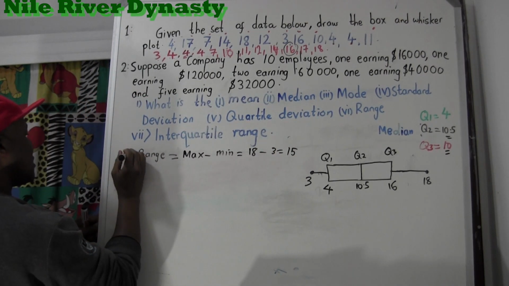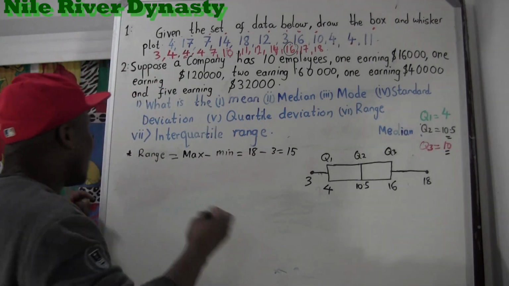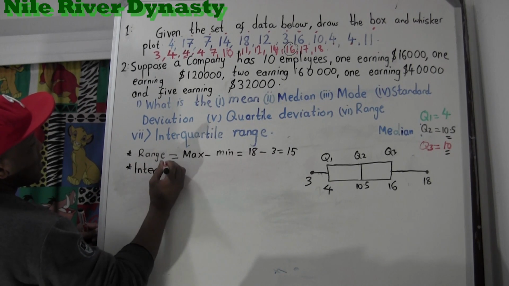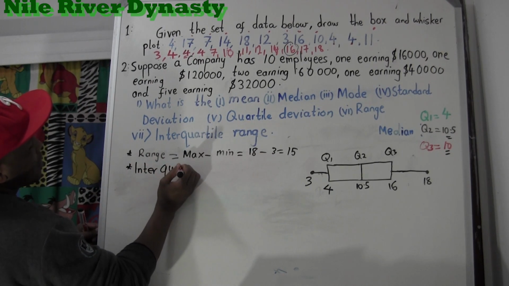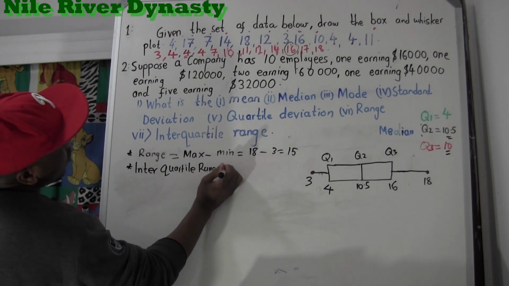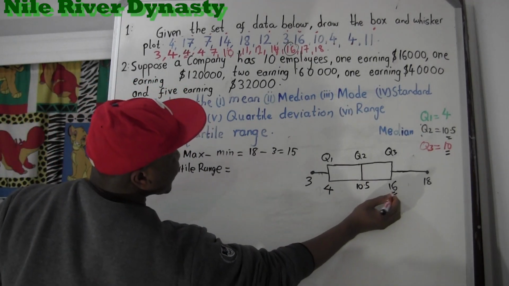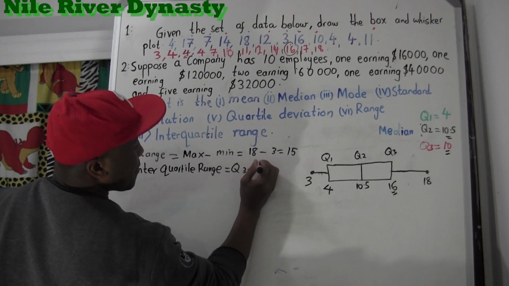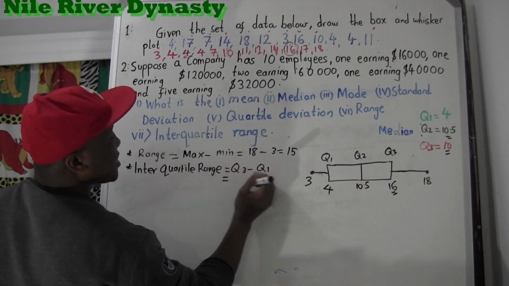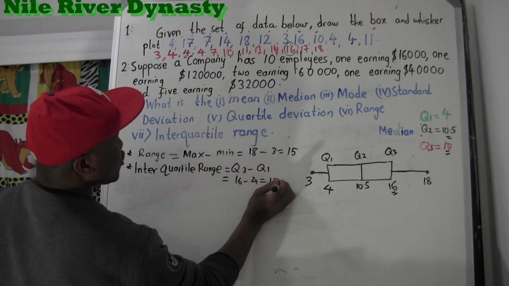Okay, now it's not part of the question, but I'm explaining to you so you can get the hang of what is happening. Let's say they ask for the interquartile range. This is the range, but of the quartiles. Take upper quartile minus lower quartile, upper minus lower. This interquartile range is going to be 16 minus 4, equal to 12.